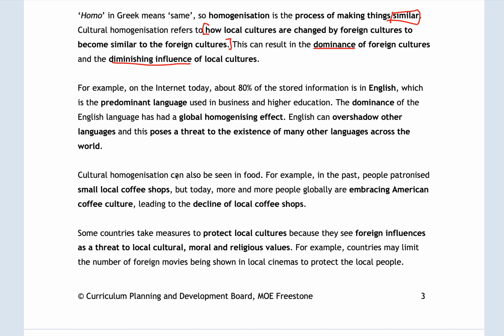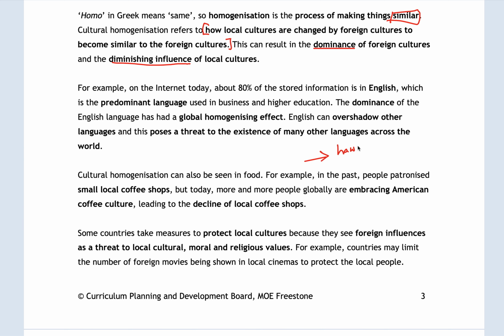If you remember, a few years ago we applied for UNESCO intangible cultural heritage status for our hawker centers and our hawker culture. Why we did that is because we feel it's a very unique culture, and it should be preserved.